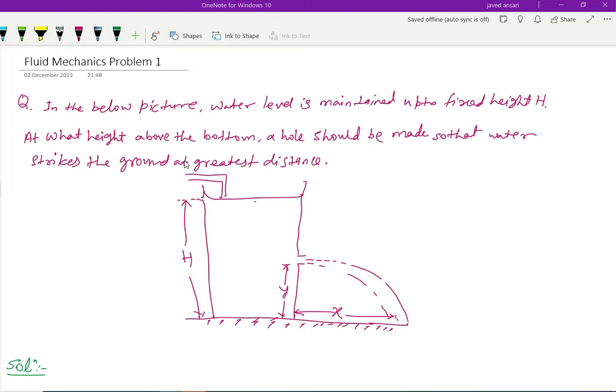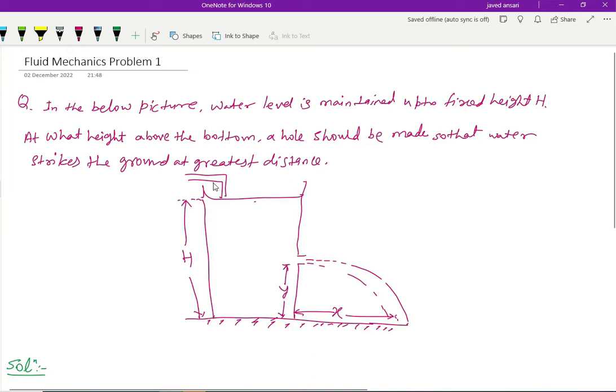This time the problem is about fluid mechanics, plus some concepts of motion, kinematics. Okay, so the problem statement is here. In the below picture, water level is maintained up to fixed height h. At what height above the bottom should a hole be made so that water strikes the ground at greatest distance?